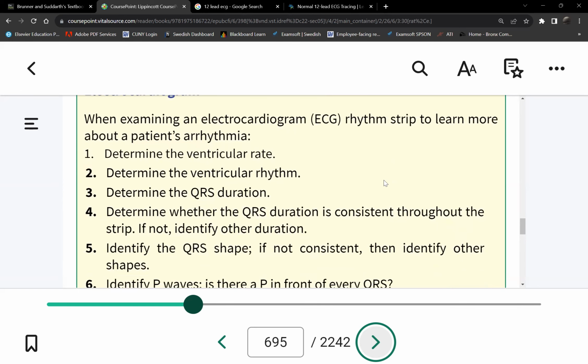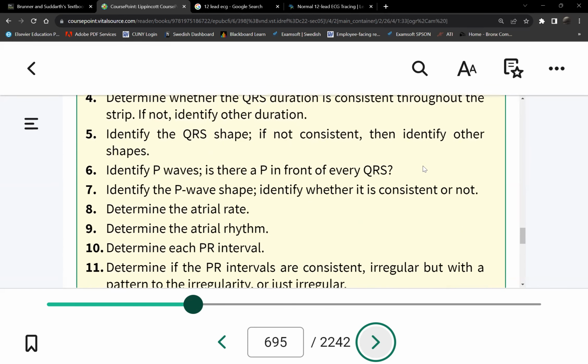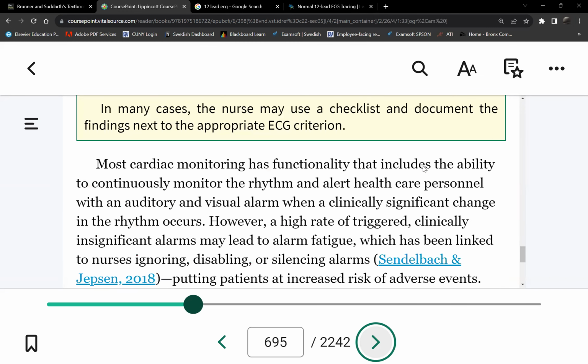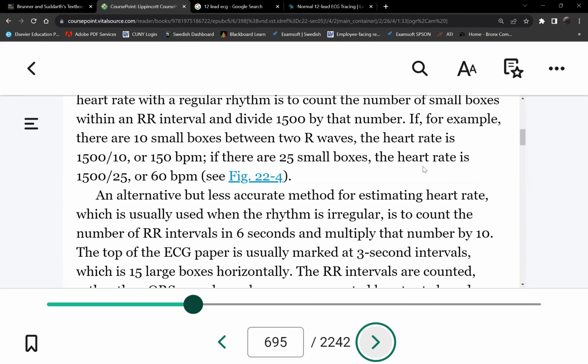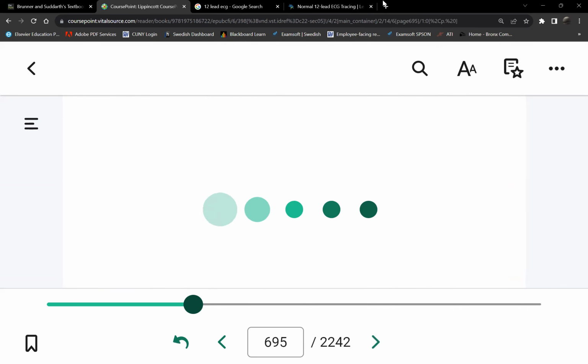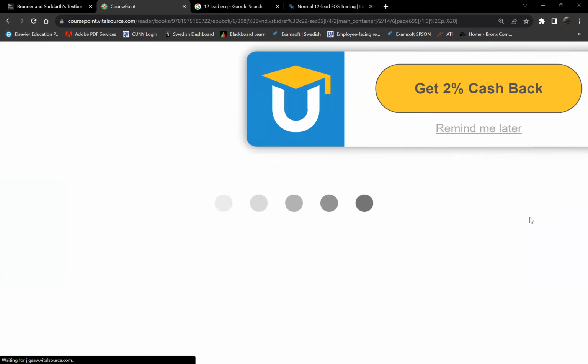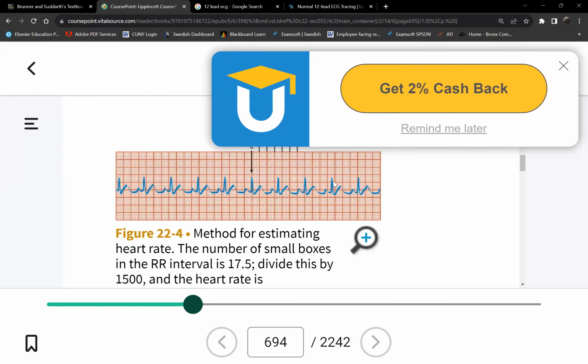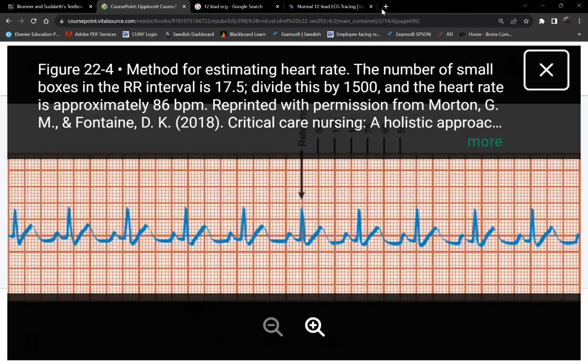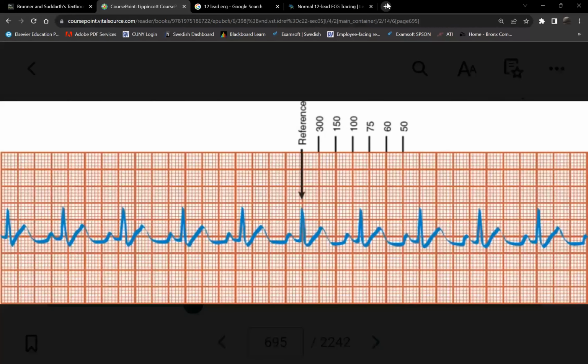Regardless of the textbook, the first step is always the heart rate. So let's look at the different methods we can use in order to count the heart rate. Let's use this as an example. Regardless of the method you use, you're always free to use whatever method. It's just a matter of choice.